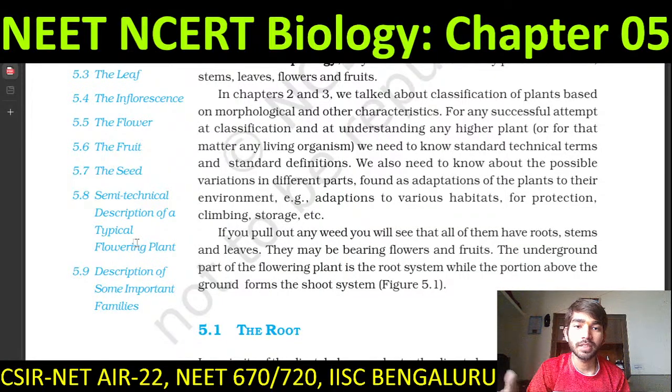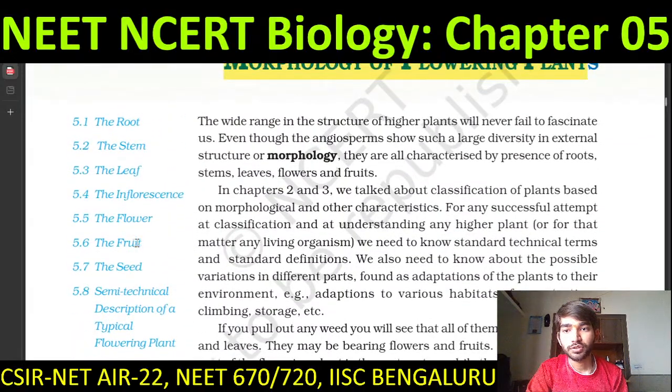And here we will be looking at an overview of the morphology of plants. So you have some small, concise descriptions of each of them. The wide range in the structure of our plants will never fail to fascinate us, even though the angiosperms show such a large diversity in external structure or morphology. As I'm mentioning this for, I think, the third or fourth time, the external structure is called morphology, and the internal structure, which is the anatomy, we'll be studying in the next chapter.